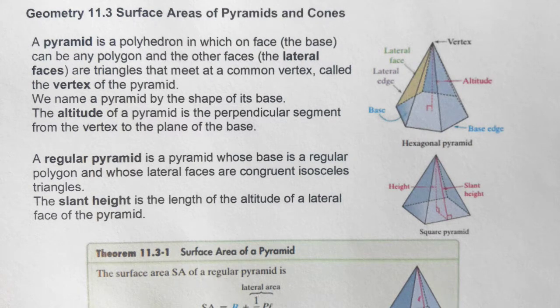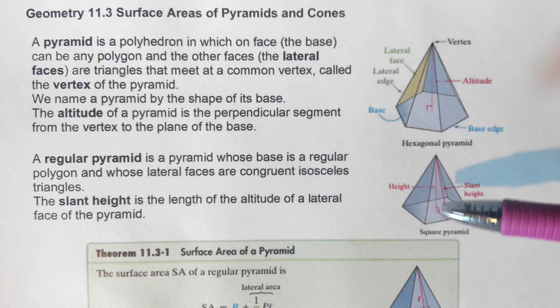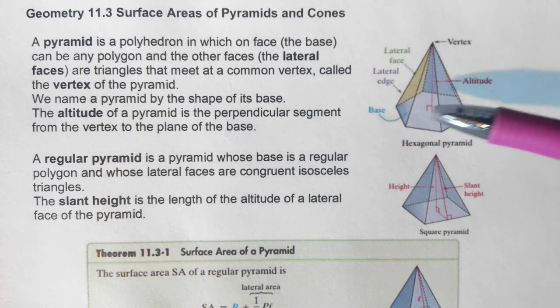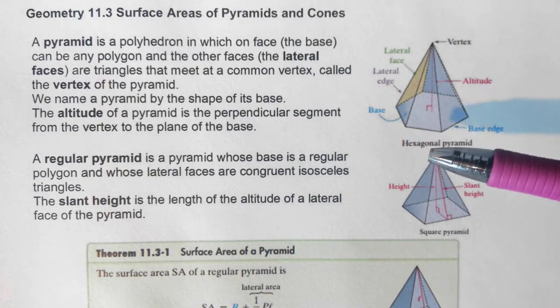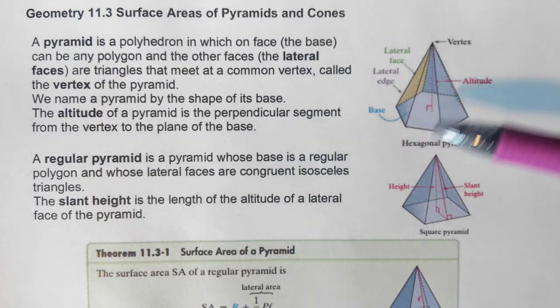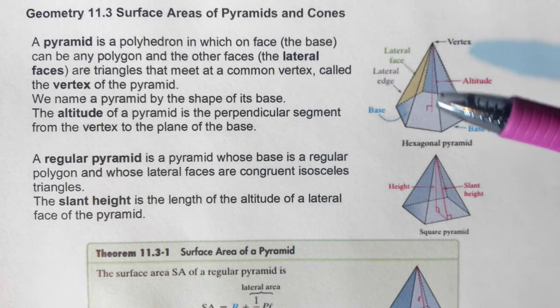Okay, so in case you don't remember, a pyramid is a polyhedron in which one face, which is the base, can be any polygon, and the other faces, which are the lateral faces, are triangles that meet at a common vertex, called the vertex of the pyramid. So it can be any base. The famous pyramids in Egypt have a square base. But any pyramid can have any base as long as you've got a base and then they all go up to some common vertex.